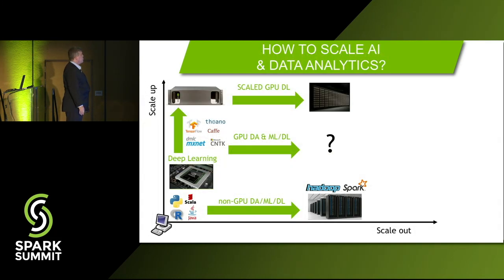But the question that we really want to address is, so the scaled GPU deep learning is covered. People are doing that. But the question mark here is, what about Spark? What if in this scale out and scale up diagram, so scale up means that in a node you add GPUs, what if you take Spark and in the nodes you add some GPUs to it, maybe not 8 per node, but can you do deep learning on Spark?